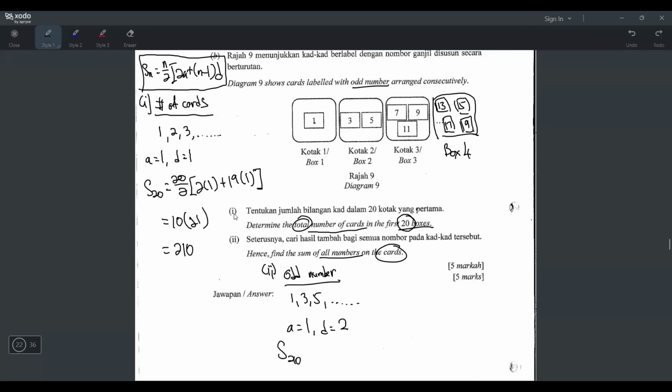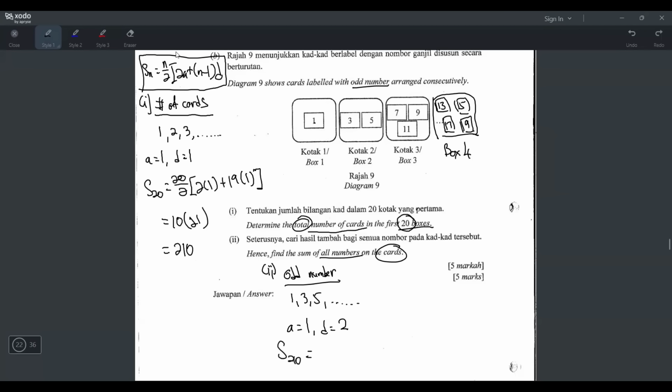Because in question 1, you already found out the total number of cards in the first 20 boxes. So it means this will keep on going until 210. The last term is 210, because there are 20 boxes. So box 1, box 2, box 3, box 4, there are 20 boxes. But 20 boxes doesn't mean 20 cards. 20 boxes means 210 cards, because I did it in number 1 just now. That is why when you write 1, 3, 5, there are actually 210 terms. That's why you find S 210.